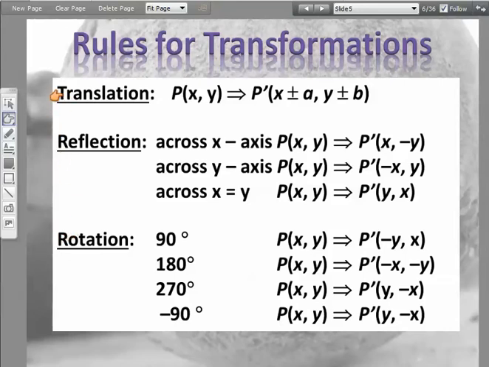Whenever you have a translation, you're always adding or subtracting something to the x and/or y coordinates. When you have reflections, there are certain rules that you can follow whenever you're going across the x-axis, the y-axis, and the y equals x line. And for rotations, there are certain rules too. If you're going 90 degrees, this is going to be your rule, and so on. But it's easier to show you examples than to sit here and talk about them. So let's go.